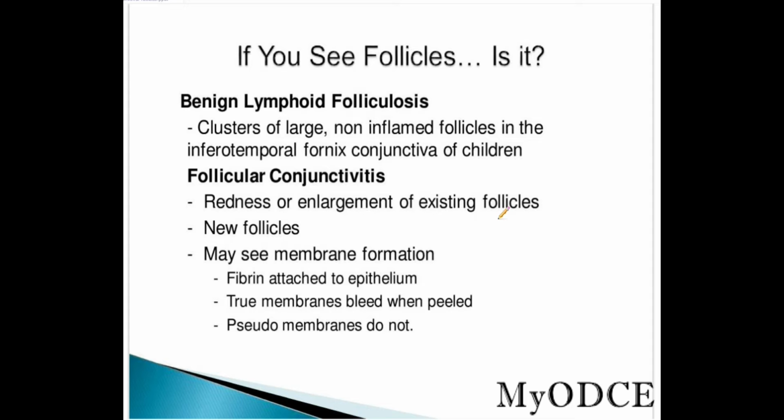Now, the membranes, we think of fibrin attached to epithelium, and we try to make the distinction between pseudomembranes versus true membranes. If you peel, true membranes bleed, whereas pseudomembranes do not. And the fibrin also comes from the inflammatory response as the blood vessels vasodilate and release the fibrin onto the conjunctival surface. They begin to clump together, form this sheet. Now, because the fibrin traps inflammatory cells, it traps the antigen, it's important to peel these pseudomembranes periodically when you're dealing with a follicular conjunctivitis.